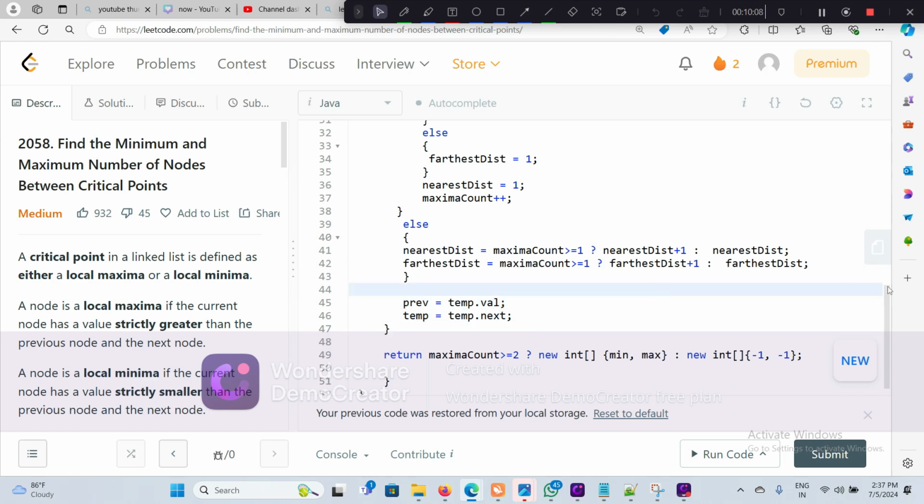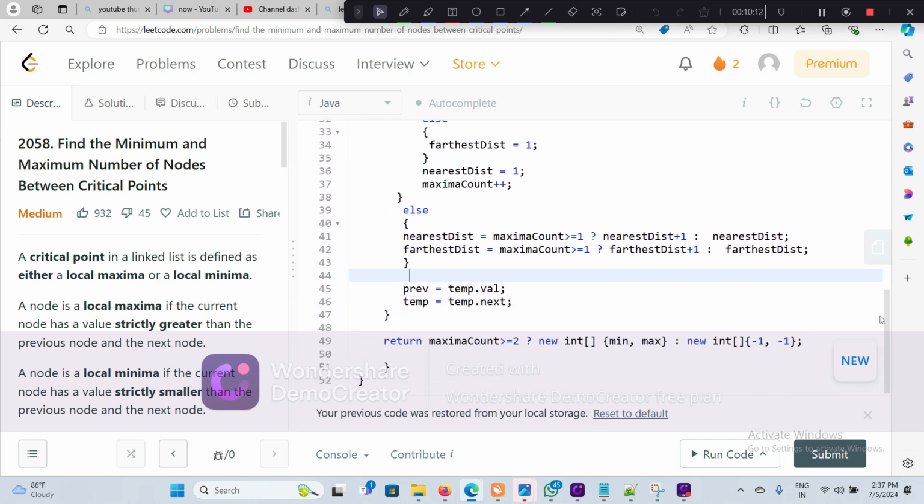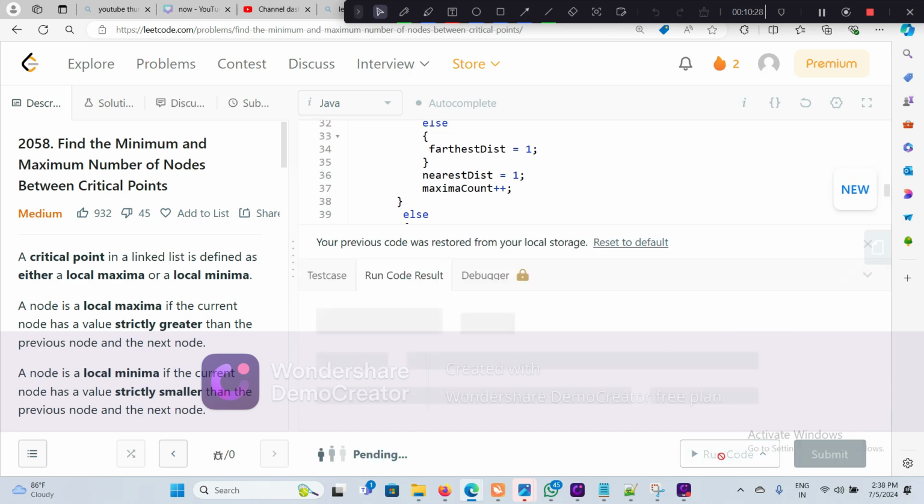Then here I am updating the previous value and traversing to the next node. In this way, finally when we come out of this loop, we are checking here if maxima count is greater than or equal to 2, then only it makes sense to put the min and max, otherwise we have to return the default value, -1 -1. So this is my code, and let me run it.